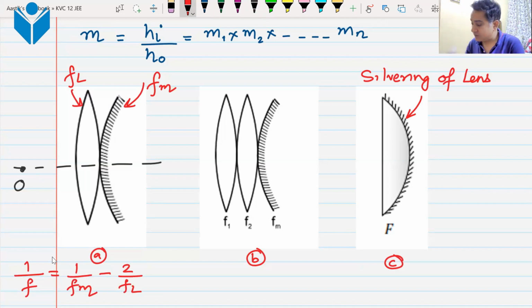Why 2 by FL? I don't understand this. Why 2 by FL?